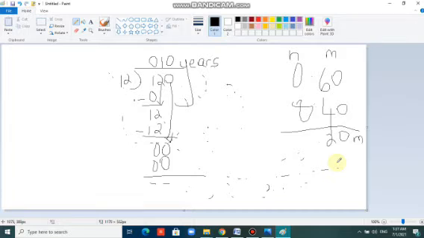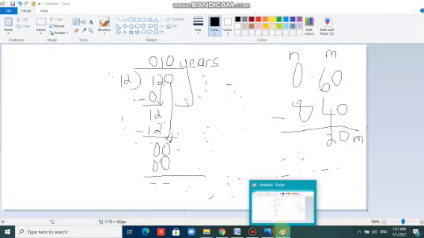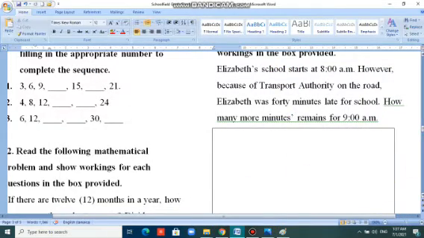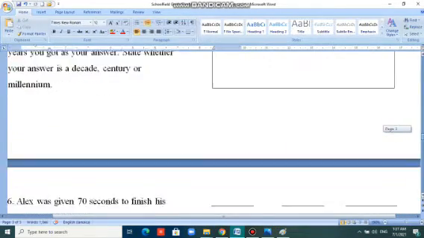Always remember the hour, put back the 60, because 60 minutes make 1 hour, and she was 40 minutes late, so that means she arrived at 8:40. So how many minutes remain for 9 o'clock? We just minus, and we get the minutes that remain. Beautiful. Let's move right along.